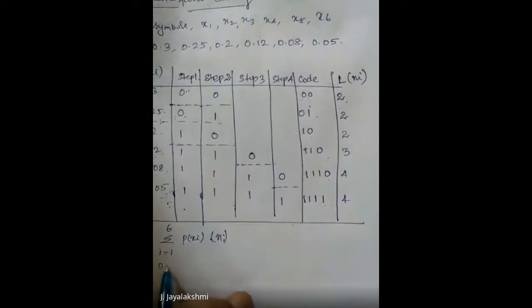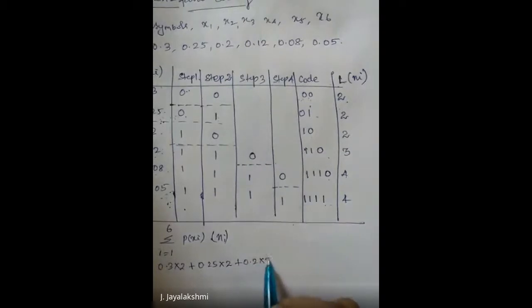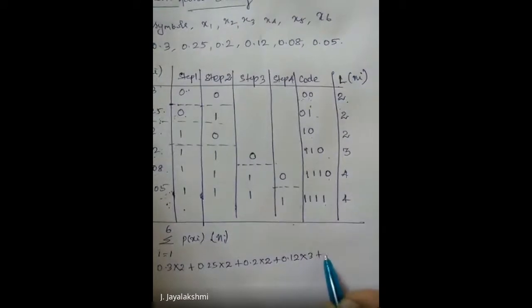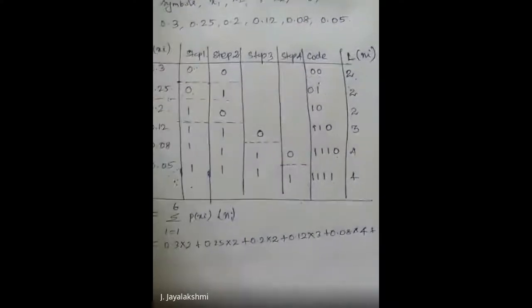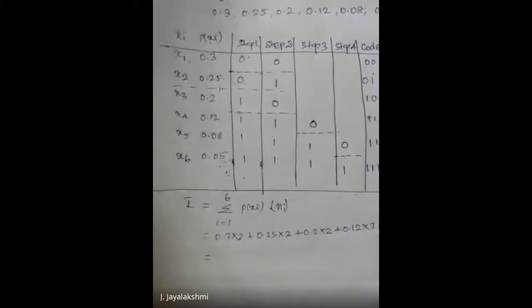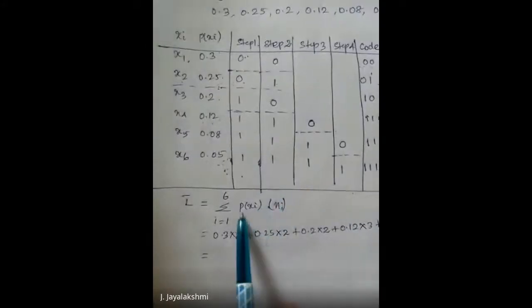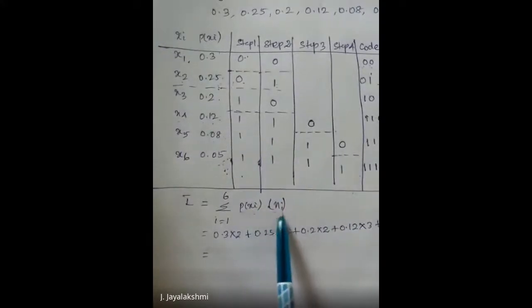That is 0.3 into 2 plus 0.25 into 2 plus 0.2 into 2 plus 0.12 into 3 plus 0.08 into 4 plus 0.05 into 4. This is how you can calculate the average length. The average length is just each and every probability multiplied by its code length. 0.3, code length is 2.